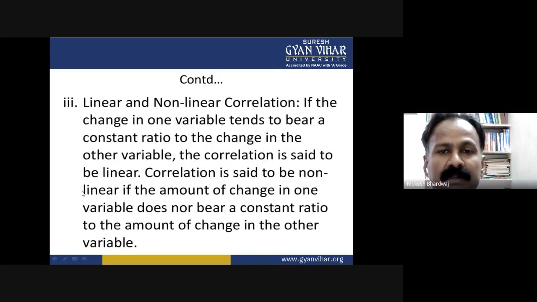Linear and non-linear correlation: if change in one variable tends to bear a constant ratio to change in the other variable, the correlation is said to be linear. Correlation is said to be non-linear if the amount of change in one variable does not bear a constant ratio to the amount of change in the other variable.